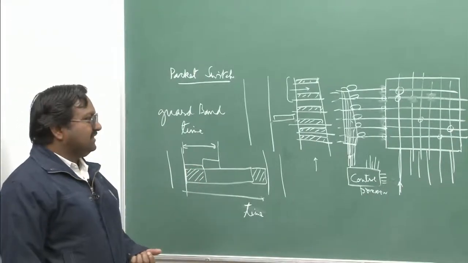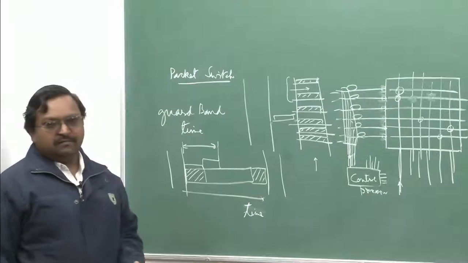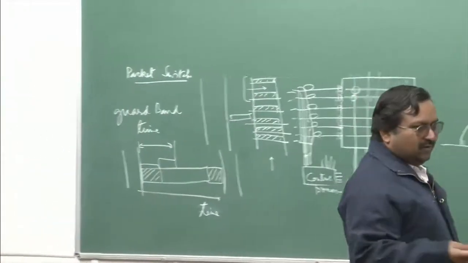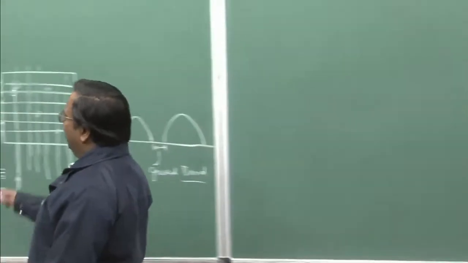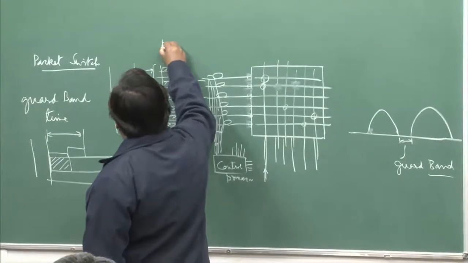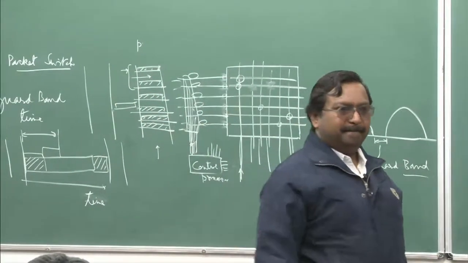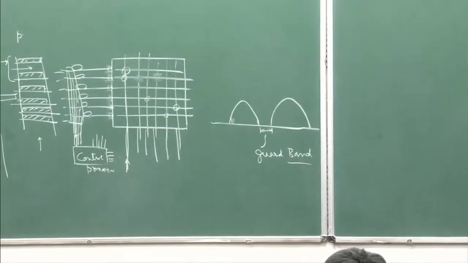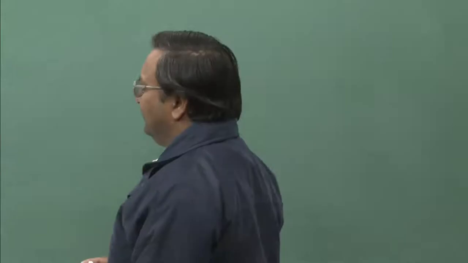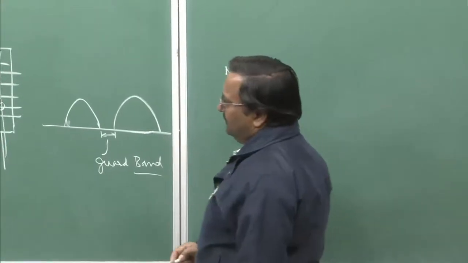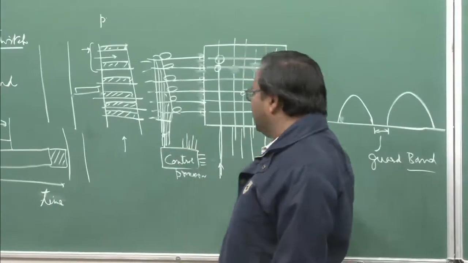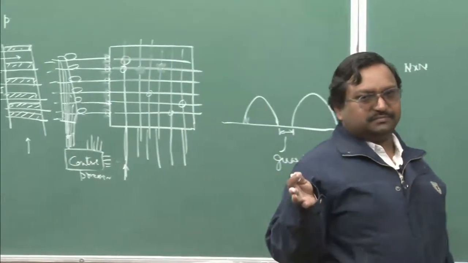Now there can be an alternative strategy. But before going to the alternative strategy, I can quickly estimate the throughput for this particular scheme. A packet is present on a line with probability p, which is the loading factor, the utilization factor of every input line. There are n lines, so I am assuming an n by n switch. A packet can go to any one of these lines with equal probability.